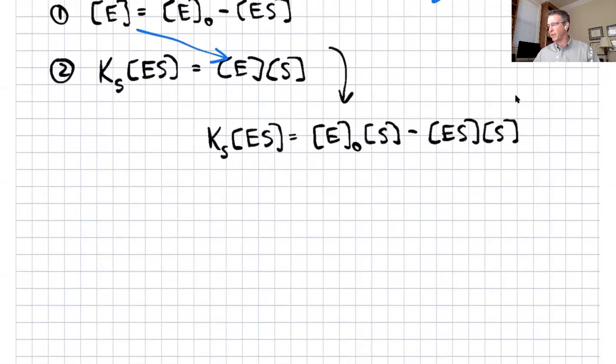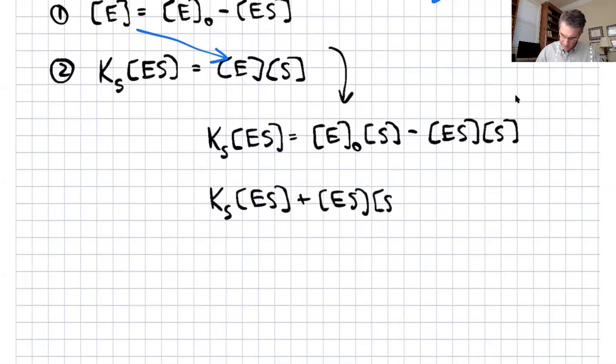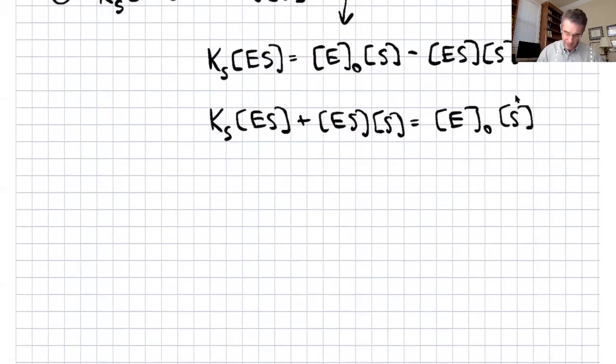Once I substitute and multiply through, let's just group some terms. Concentration of ES plus concentration of ES times concentration of S equals E0 times concentration of S. That's pretty straightforward. We just solved this for concentration of ES. You'll see why in a minute.